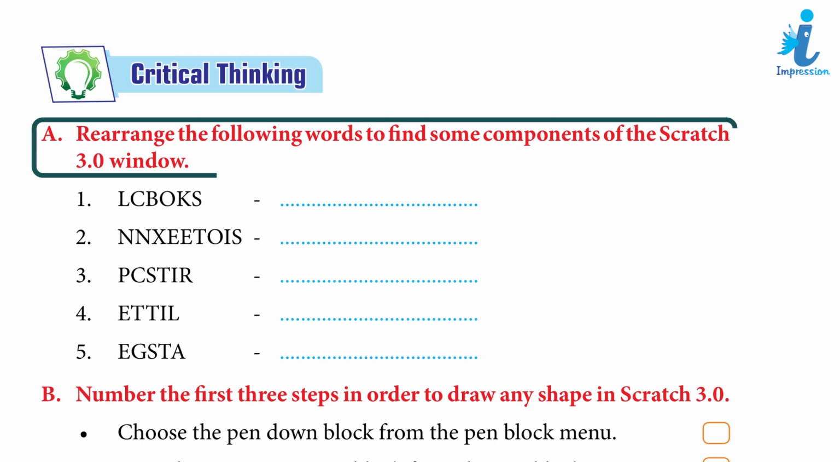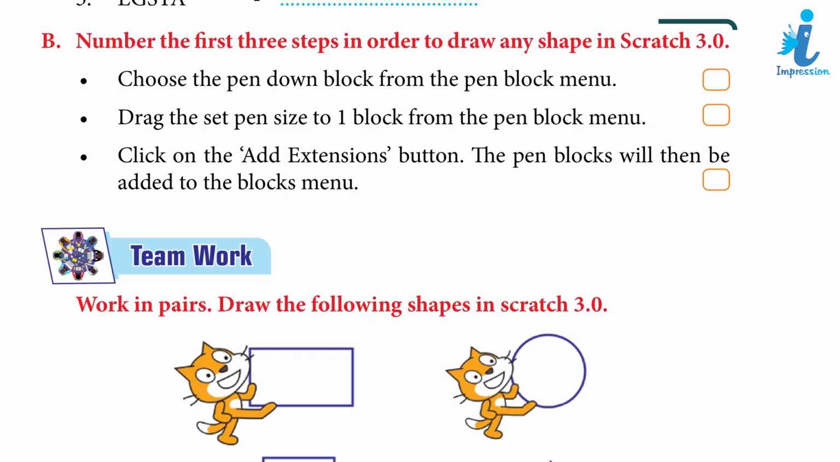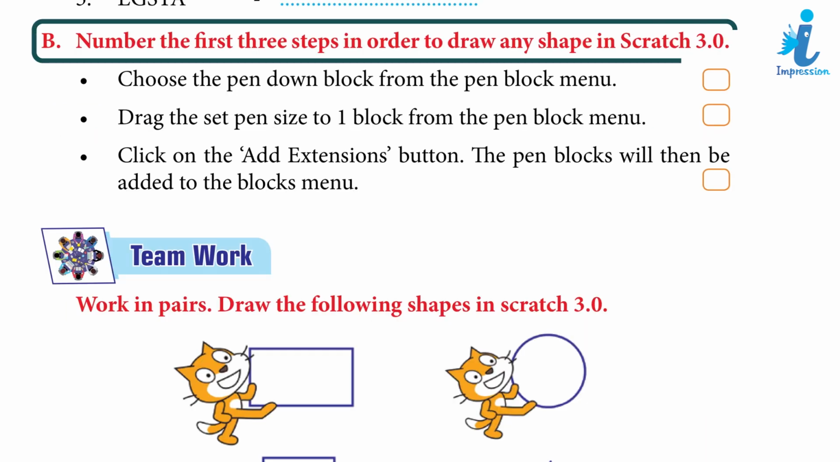Critical thinking. A. Rearrange the following words to find some components of the Scratch 3.0 window. 1. Blocks. 2. Extensions. 3. Script. 4. Title. 5. Stage. B. Number the first 3 steps in order to draw any shape in Scratch 3.0.